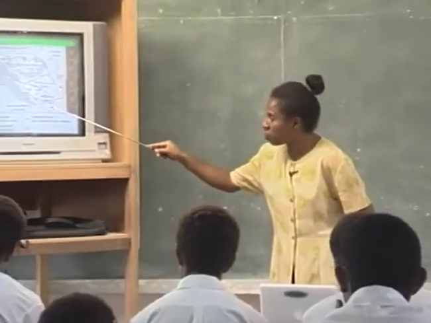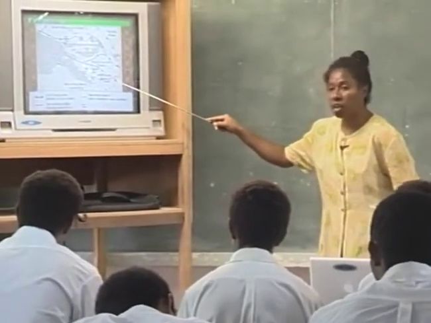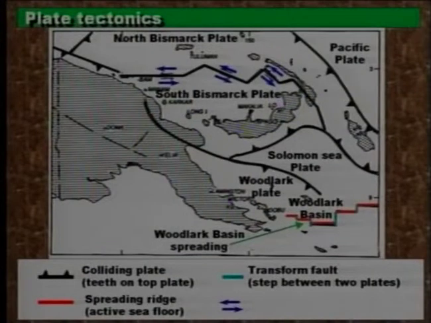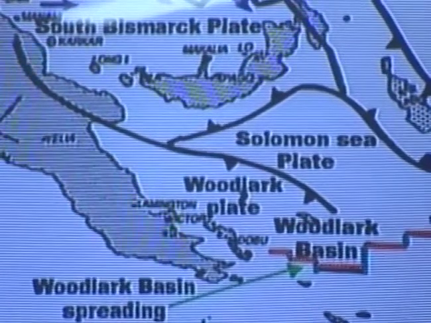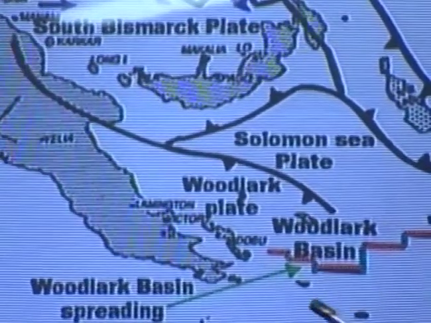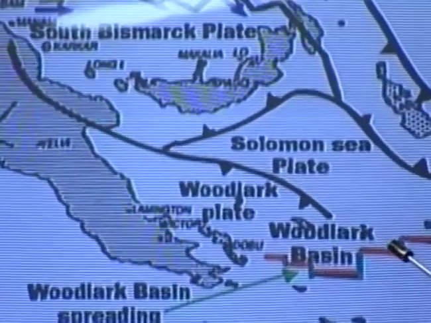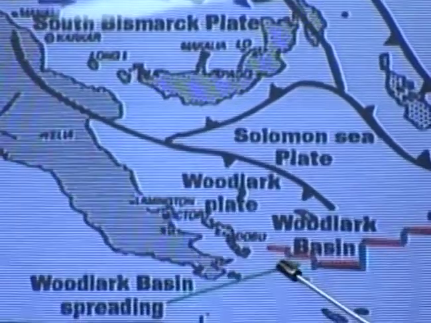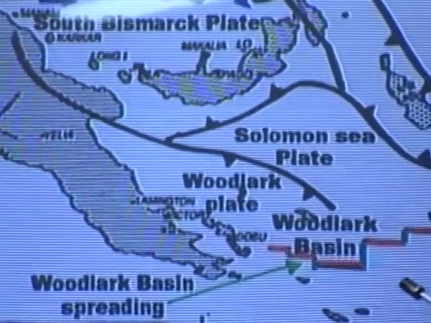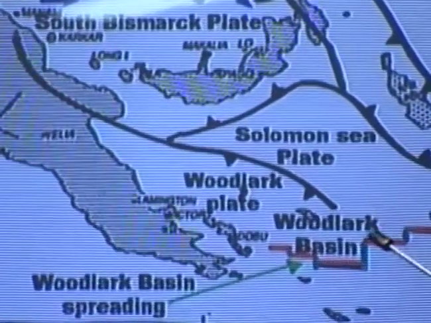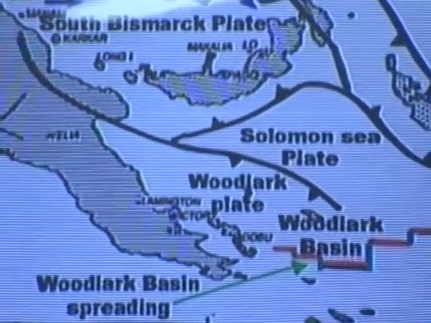Okay, that's one of the features which is actually occurring within this region. And she's definitely correct. If you look at this particular diagram carefully, you have two things. You have a spreading ridge occurring, represented with a red line, and the blue line representing a transform fault, and that is a step between two different plates within that particular region. So two lots of activities, a spreading ridge in the Woodlark Basin, and at the same time you also have a transform fault also been found within this area.